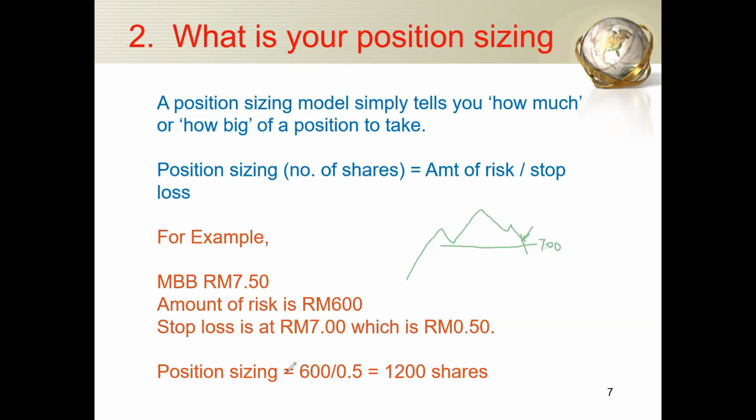Then you calculate your position sizing, that means the number of shares. 600 divided by 50 cents gives you 1,200 shares. So for this trade, you need to buy 1,200 shares of Maybank at 7.50. 7.50 times 1,200 shares will be 9,000 ringgit, and you are prepared to lose 600 ringgit.